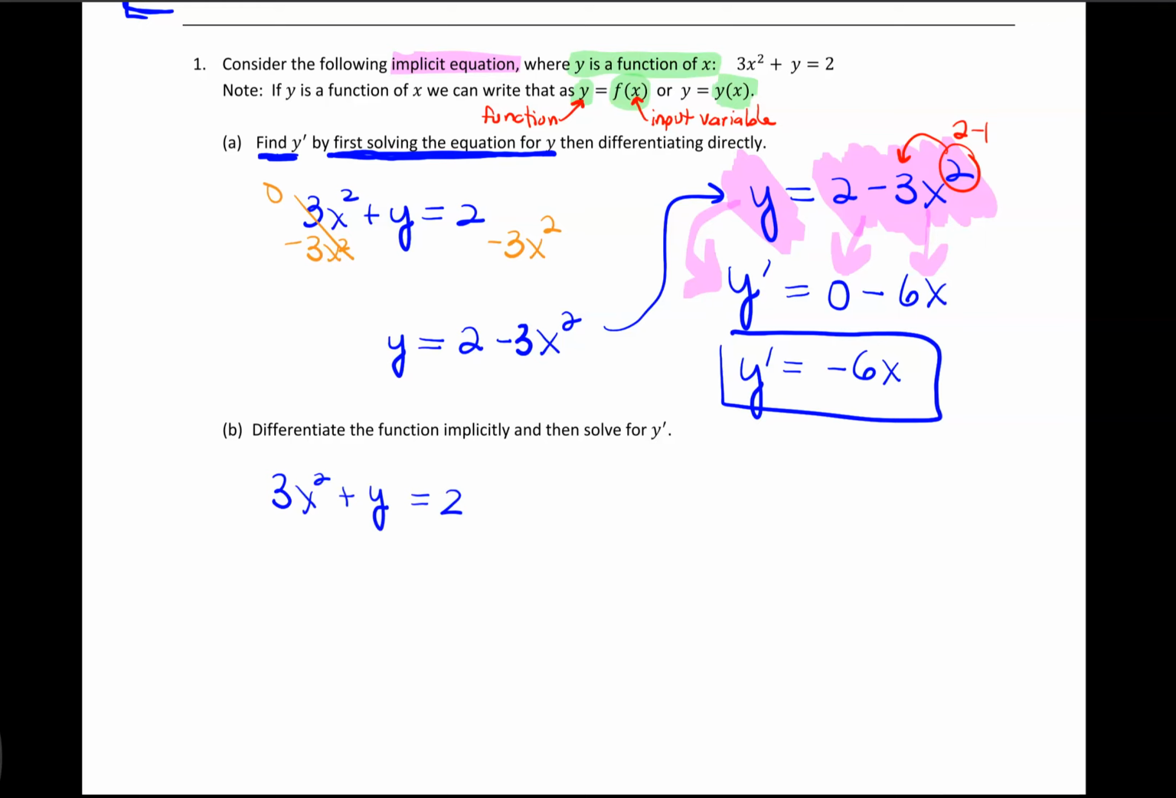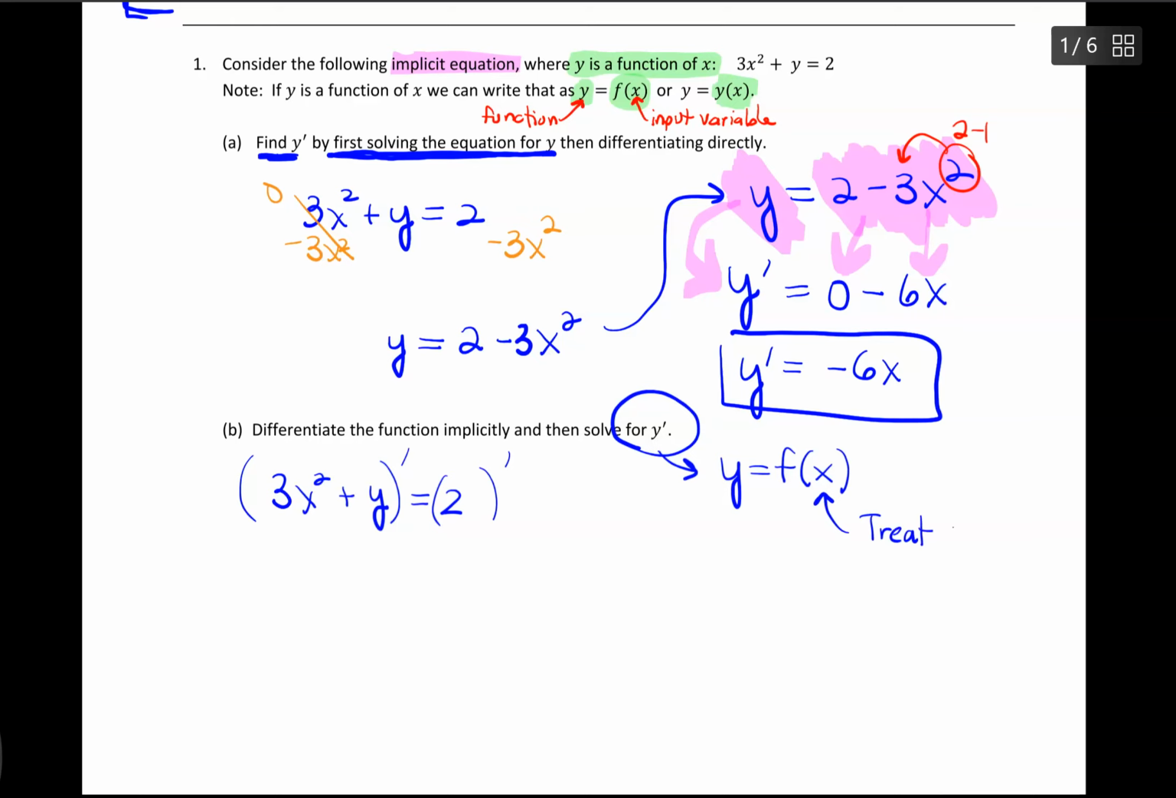Implicit derivative. So I'm going to take the derivative of the left-hand side and the derivative of the right-hand side. But when I do that, if I'm trying to find y prime, and y is a function of x, I'm going to have to treat x like a variable because it's an input variable, right?